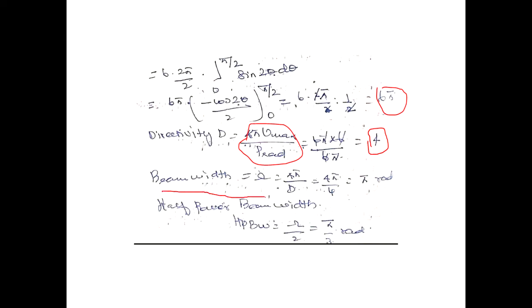Then if you are asked to find the value of beam width, this is the formula for beam width, that is equal to 4 pi by D. D is the directivity, which we just calculated as 4. So the beam width is equal to pi radians. By using that beam width you can calculate HPBW, the half power beam width, that is 1 by 2 of the beam width, so it is equal to pi by 2.